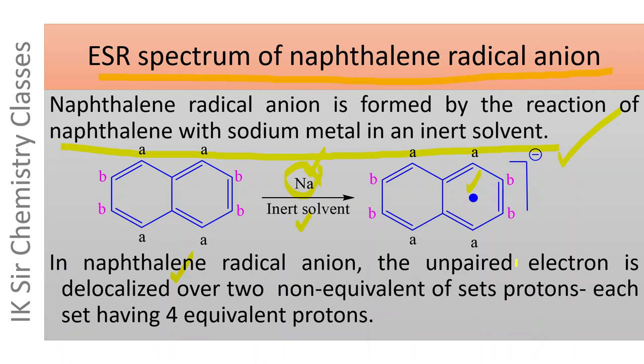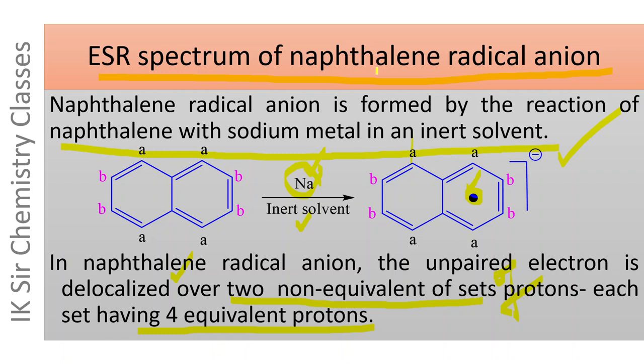In naphthalene radical anion, the unpaired electron is delocalized over two non-equivalent sets of protons, each set having 4 equivalent protons. The unpaired electron can be delocalized around 8 protons, 1, 2, 3, 4, 5, 6, 7, 8. But among these 8 protons, 4 protons are similar, A, A, A, A. These 4 protons are equivalent. 4 other protons marked as B, B, B, B are also equivalent, but the protons A and B are non-equivalent.